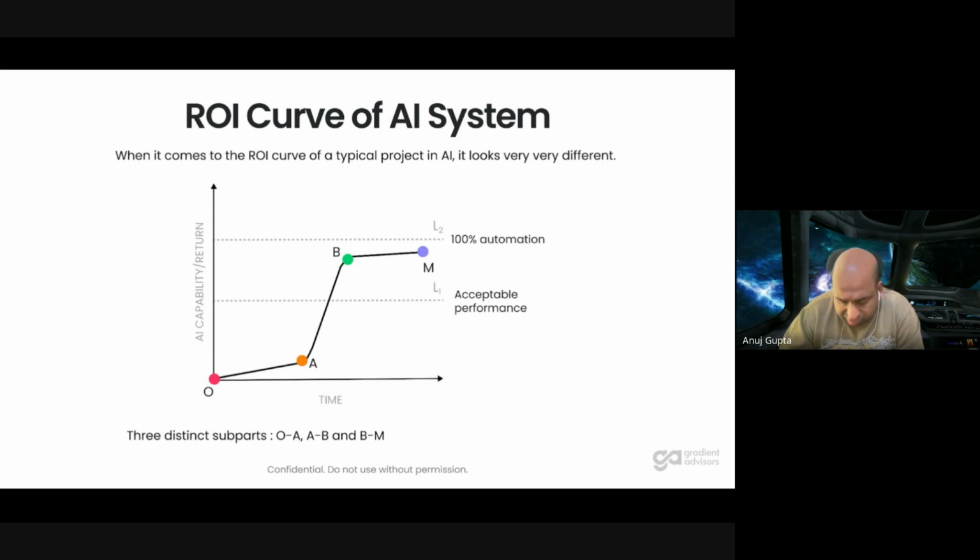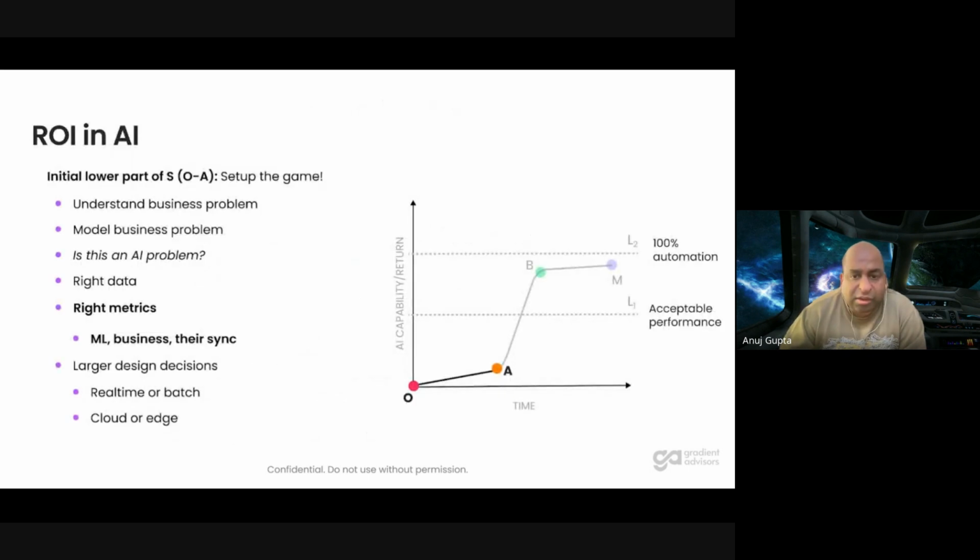And it is in this curve that lies the answer to the question, what is the right way to develop AI systems? Okay, cool. So let's get to the first part, right? The way you should set up, or if you are going about developing an AI system, the way you should do it is first set up the broader game correctly, right? What is the broader game? You understand the business problem statement.